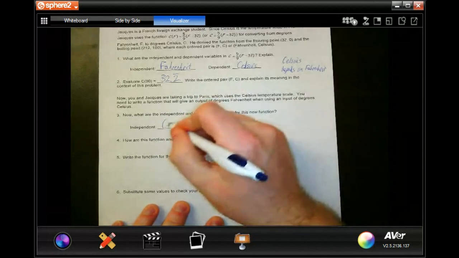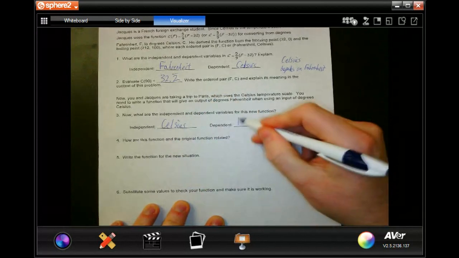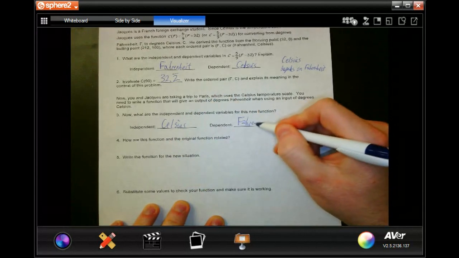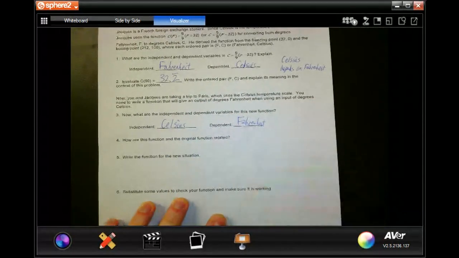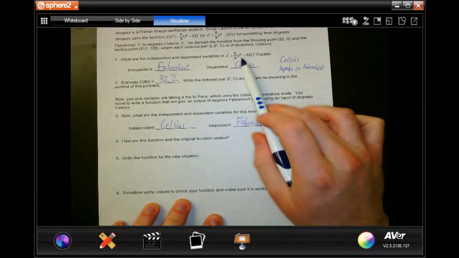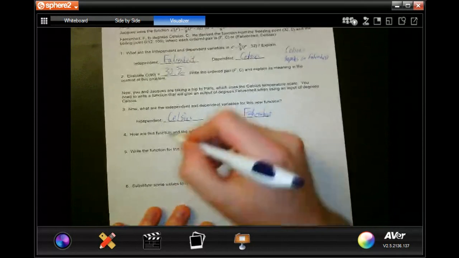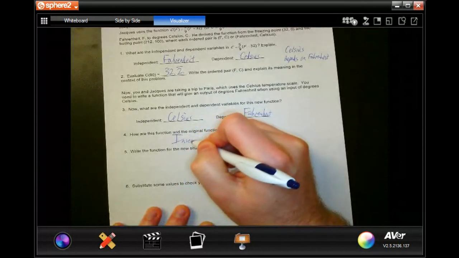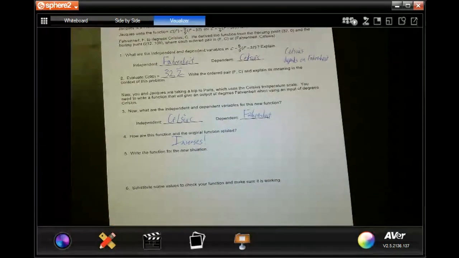It's going to be Celsius, and our dependent is going to be Fahrenheit. Because we're going to know what this is, we've got to see how it yields this. In America, we know what this is. We have to put in this calculation to yield that. So how are these functions and the original function related? Well, you guessed it. They are inverses of each other.